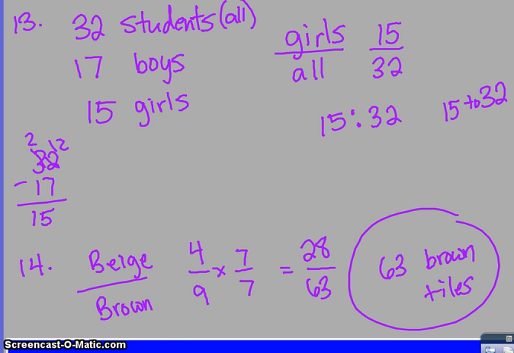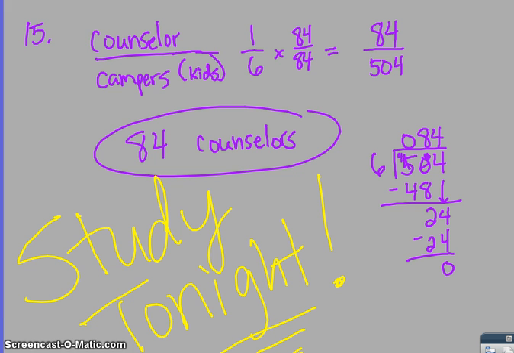And last one, number 15. A summer camp has a counselor to camper ratio of 1 to 6. Okay, so a counselor to camper ratio is 1 to 6. Now, counselors are usually the parents or the adults or the teachers, and the campers are the kids. The ratio of 1 to 6. If there are 504 kids outside for a field day activity, how many counselors should be supervising?